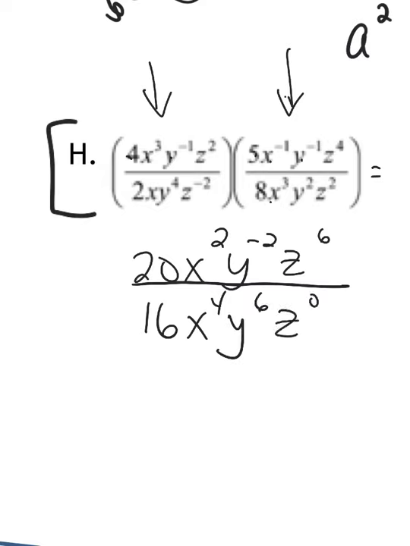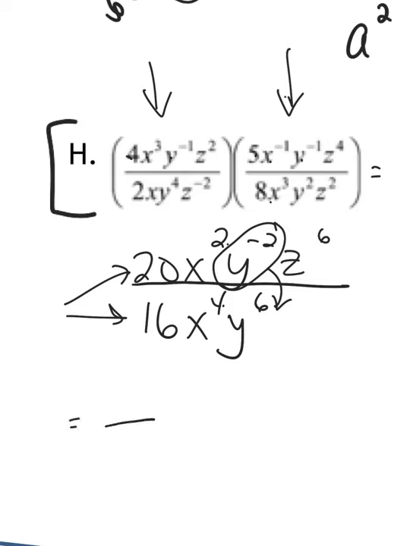Notice this is z to the 0 power, which is 1, which basically means I don't have to write this here. If I had something times 1, I wouldn't have to write it. The only thing I really need to do is simplify the coefficients. 20 and 16 share common factors. I have to move my y down, and I could simplify my x variables. So by the time I'm done with this, 20 over 16 can simplify into 5 over 4.